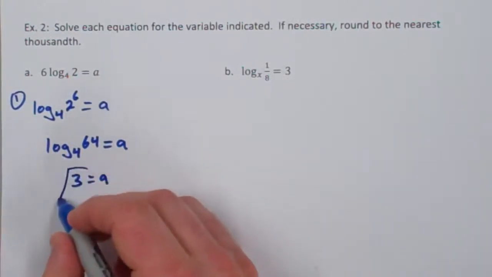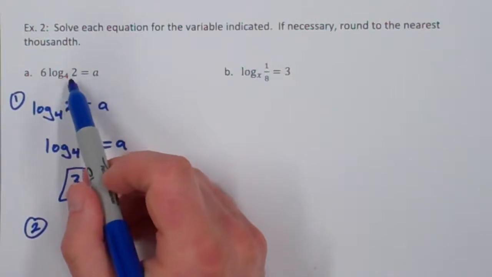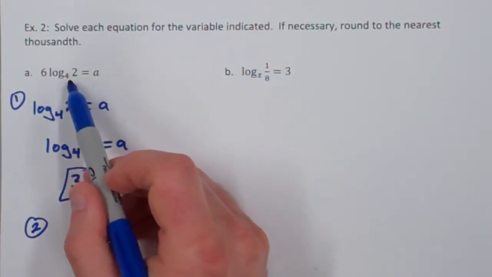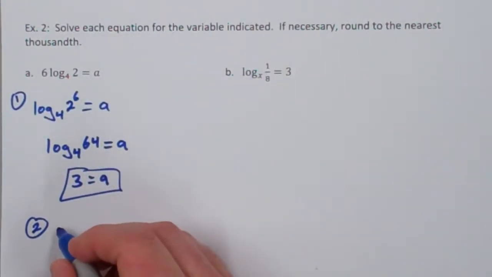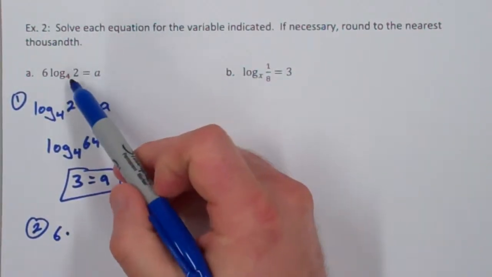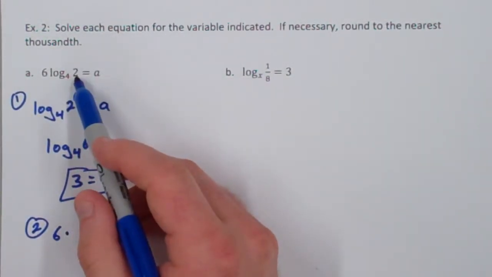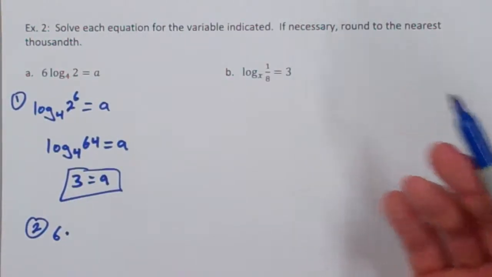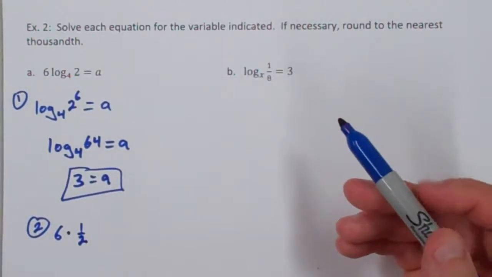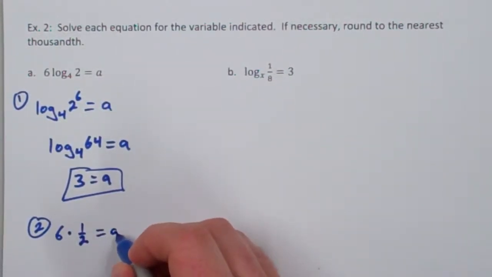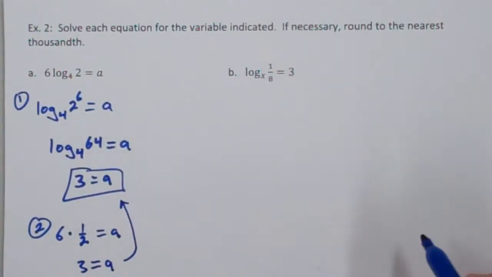Another way to do this would be to try to figure out this log first. So log base 4 of 2 is asking us 4 to what power is 2. This one's a little tricky at first because it's not going to be an integer, it's actually going to be a fraction. The square root of 4 is 2, and the square root is the same as the 1/2 power. So 4 to the 1/2 power is 2. That's equal to a. 6 times 1/2 is 3. That's the same answer that we got before.